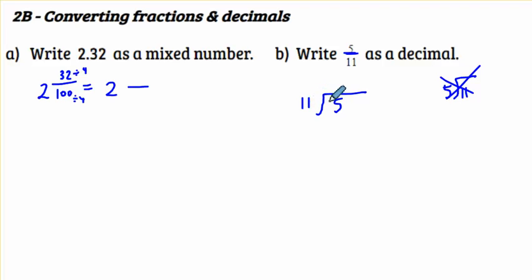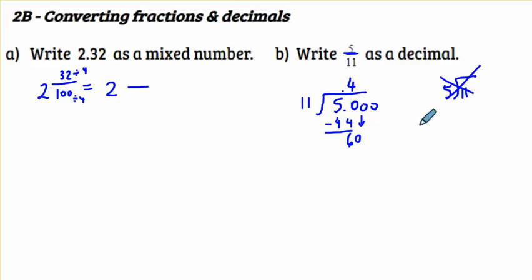So we know that 11 doesn't go into 5, it's too big, but if we add a decimal and a 0 or 2 or 3 or however many we need, we'll be able to solve this. So 11 doesn't go into 5 like I just said, but 11 does go into 50. 11 times 4 is 44. When I subtract, 50 take away 44 is 6. So I need to keep going.